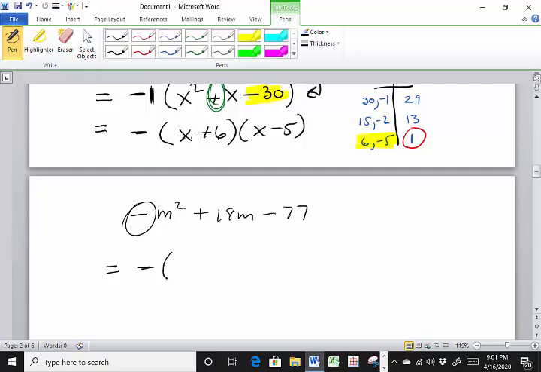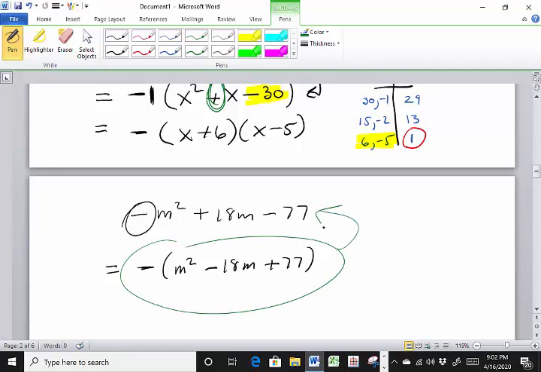So the opposite of m squared gives you a -m squared. The opposite of a -18m gives you a positive 18m. And the opposite of a positive 77 gives you a -77. So again, this is just equivalent to this. All right. So now let's see.